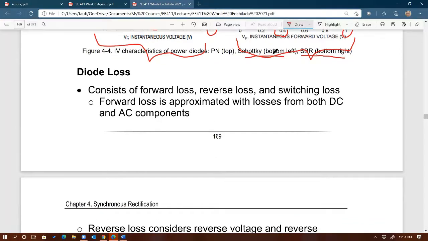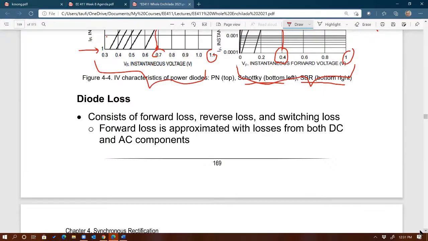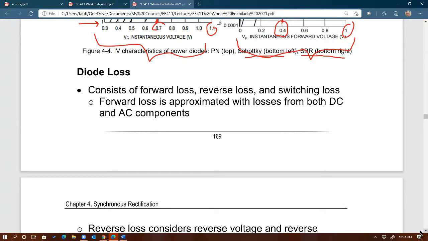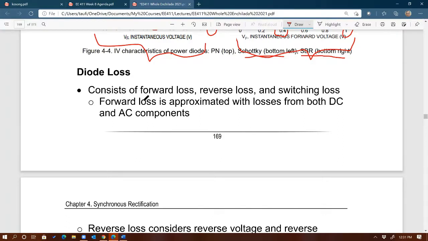But before we look into the problems that these drops can cause, let's look at how we calculate losses on these diodes, right? Since it is one of the critical components in DC to DC converters, it will be good to introduce the calculation of different losses on the diodes. Diode loss consists of forward loss, reverse loss, and switching loss, just like the MOSFET that we covered in the beginning of this quarter.